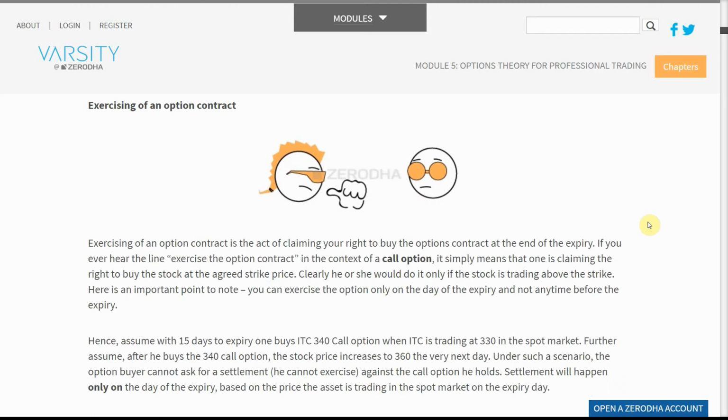Exercising of an option contract. Exercising of an option contract is the act of claiming your right to buy under the options contract at the end of the expiry. If you ever hear the line, exercise the option contract, in the context of a call option, it simply means that one is claiming the right to buy the stock at the agreed strike price. Clearly, he or she would do it only if the stock is trading above the strike. Here is an important point to note: you can exercise the option only on the day of the expiry and not any time before the expiry.